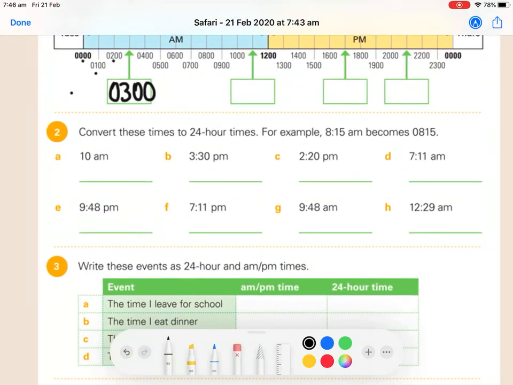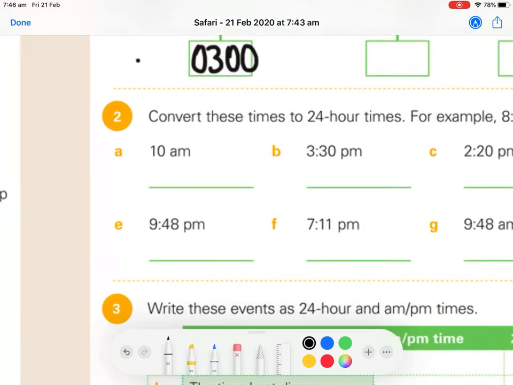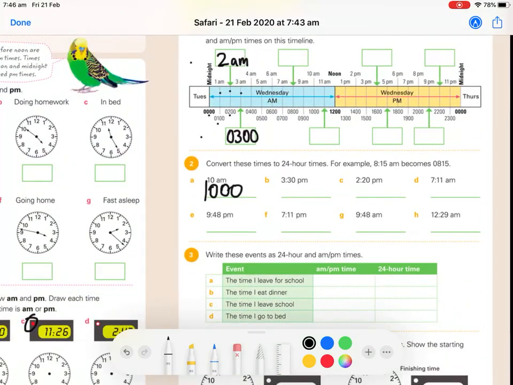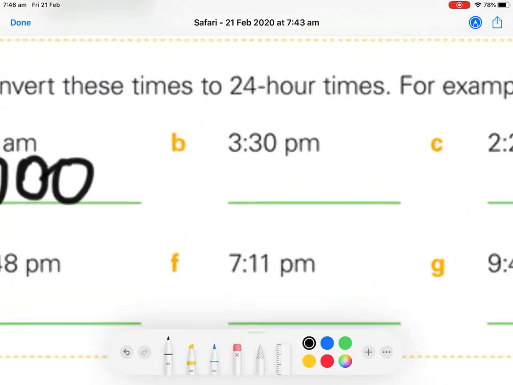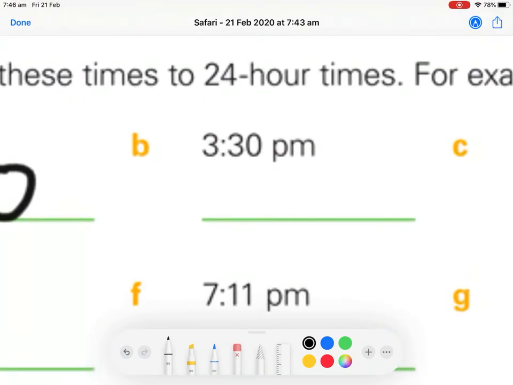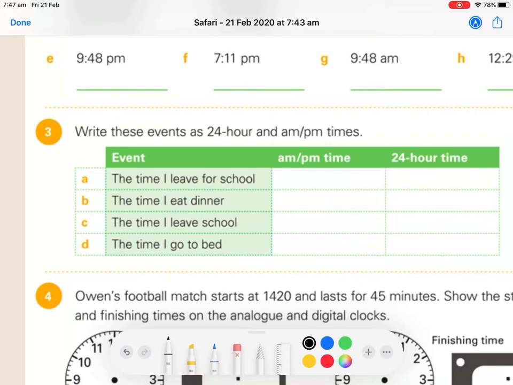Convert these times to 24-hour times. For example, 8:15 AM becomes 8:15 hours. So 10 AM is going to be 0, nope. I can add that in straight away actually, 1,000 hours there. Okay, the PMs are a little bit tricky, we might find, well, let's do a PM one. So when I'm doing a PM one, I need to add 12 to that. So 12 plus another 3 is 15, so it's going to be 1500 hours, okay?